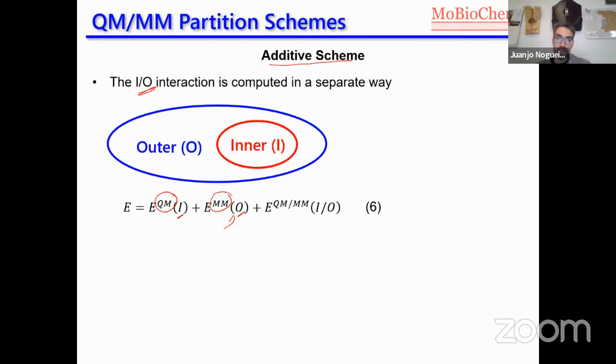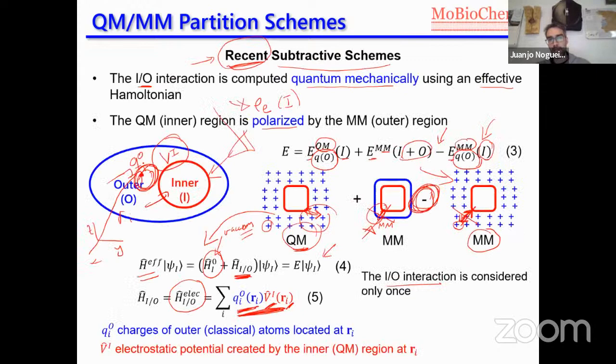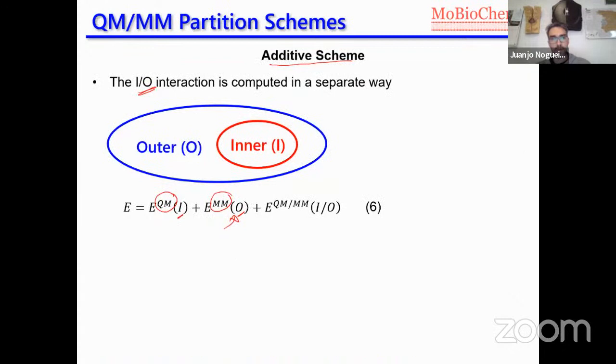the outer region, okay? If you remember, before we had here the energy of everything at classical level. But now we are computing only the energy of the outer region at classical level. And now we have to compute explicitly the interaction between the inner region and the outer region, okay? So here we are adding the interaction. This is why this is called additive scheme, okay?